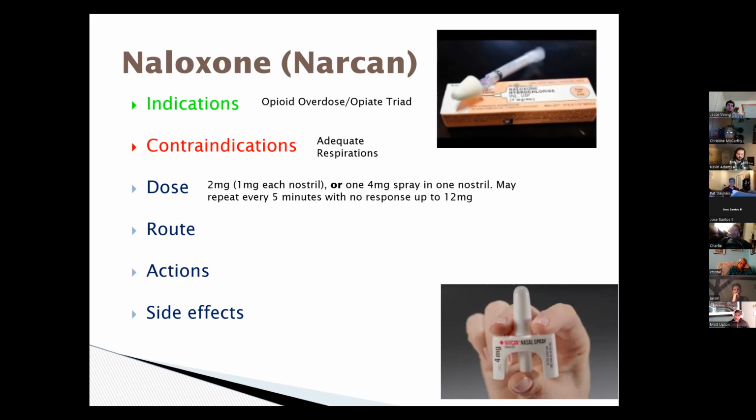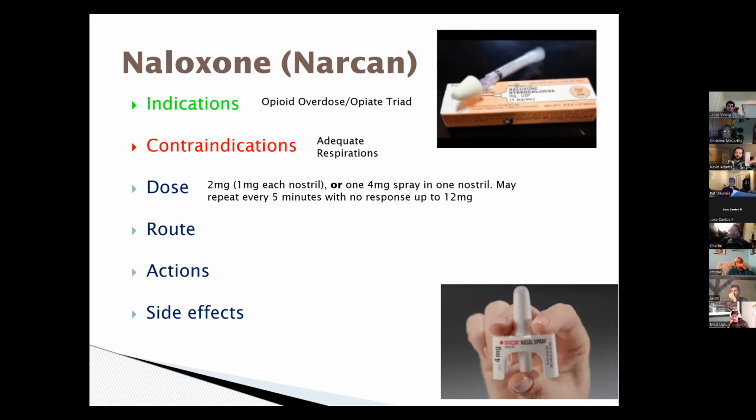Follow your protocols. So either 2 milligrams with this or 4 milligrams with this. Now, another difference is that because there is more liquid in this one, instead of giving all 2 milligrams up one nostril, we're actually going to give 0.5 milligrams at a time up to 2. So pretty much 2 sprays in each nostril. So 0.5 milligrams, 0.5, 0.5, 0.5. 1 milligram in each nostril.